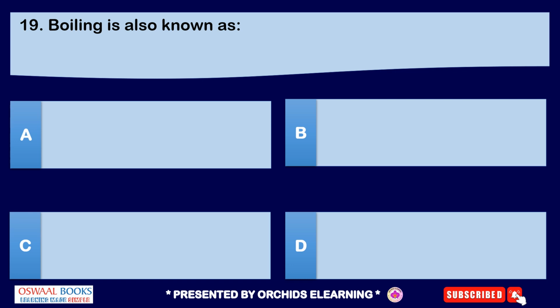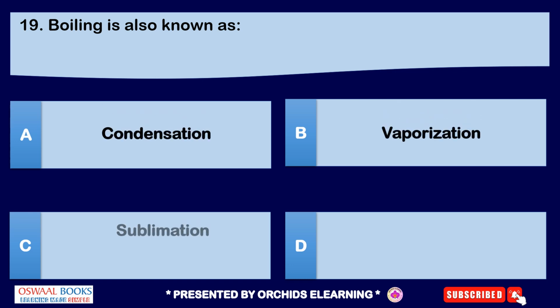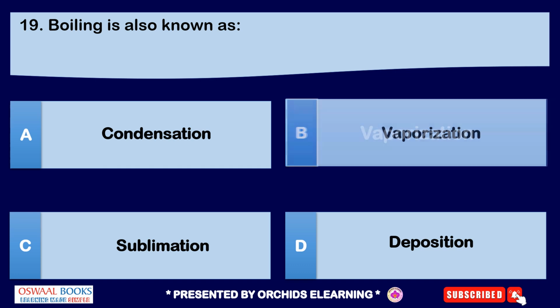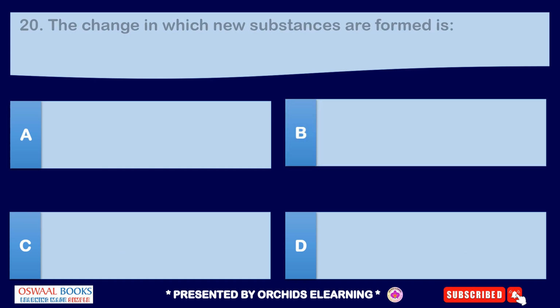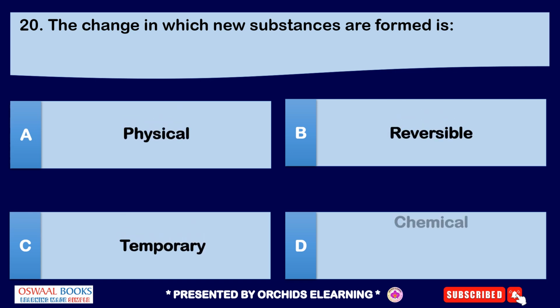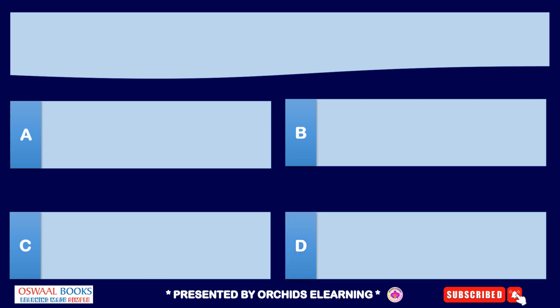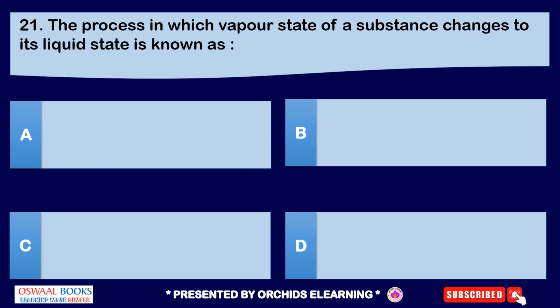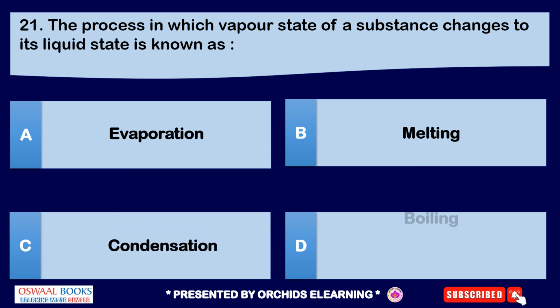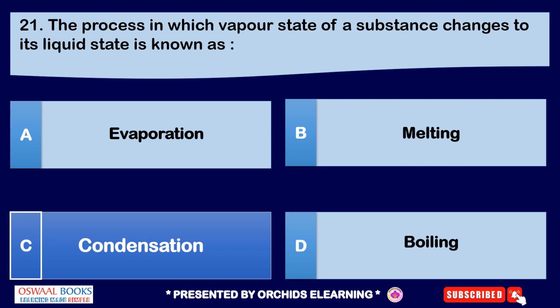Boiling is also known as B. Vaporization. The change in which new substances are formed is D. Chemical. The process in which the vapor state of a substance changes to its liquid state is known as C. Condensation.